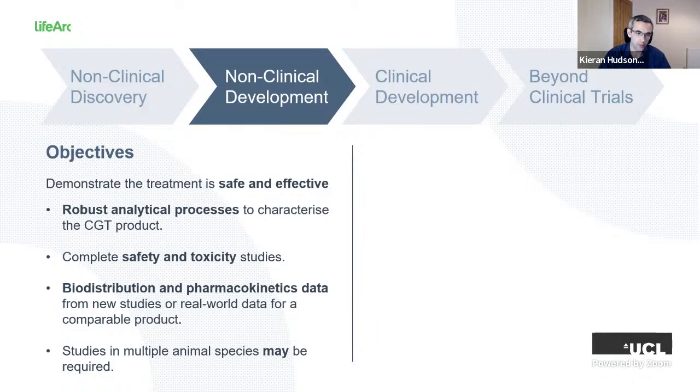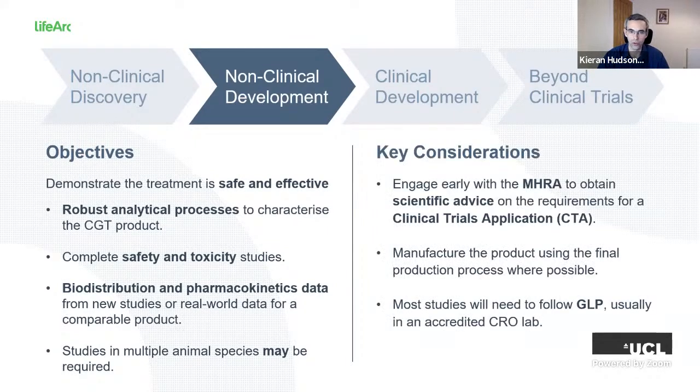And studies in multiple animal species at this point may be necessary. This is probably a difference from the more traditional small molecule and biologics development pathway, where two animal species is fairly typical. Here it might depend more on what appropriate animal models are available and what comparable data there is. So this is something where you need to have a good rationale and again be able to justify your approach.